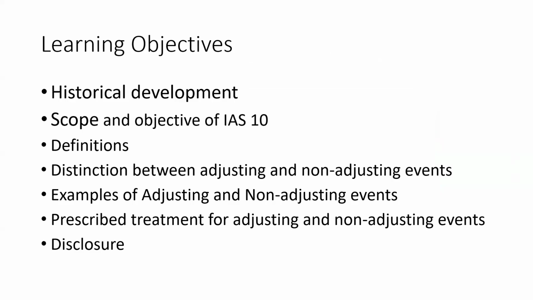Historical development. We should know the historical development of the standard, the scope, the definition of various crucial terms, the distinction between adjusting and non-adjusting events, examples of adjusting and non-adjusting events, the prescribed treatment for adjusting and non-adjusting events, and then the disclosure requirements.